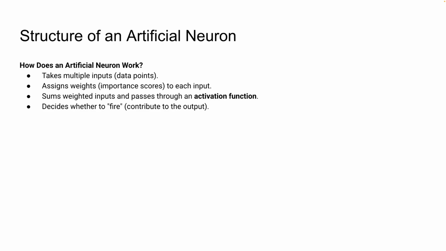So, what does an artificial neuron look like? Picture it as a simple processing unit. It takes in multiple inputs, like pieces of data, and assigns a weight to each input, much like assigning importance scores. The neuron then adds up these weighted inputs and passes the result through an activation function, which decides whether the neuron should fire or contribute to the output.